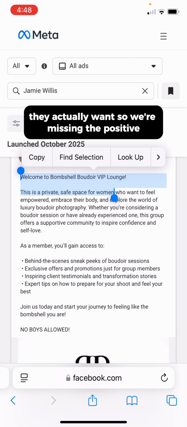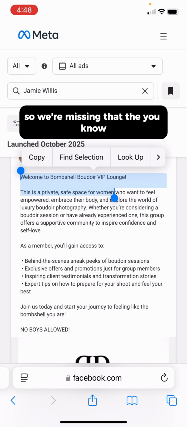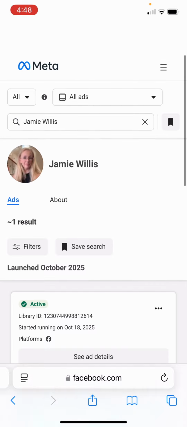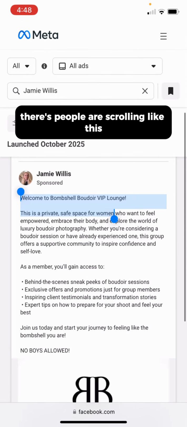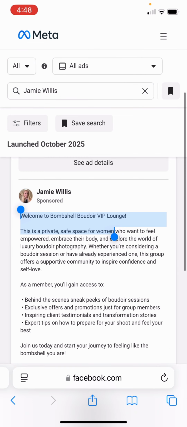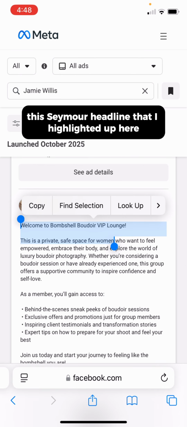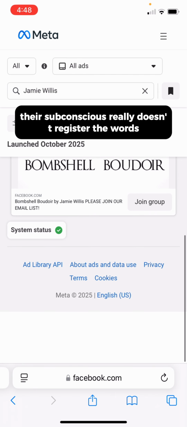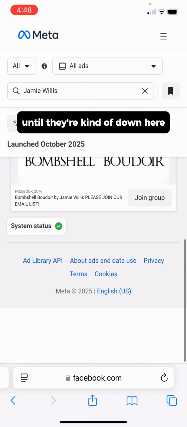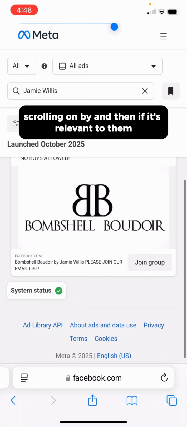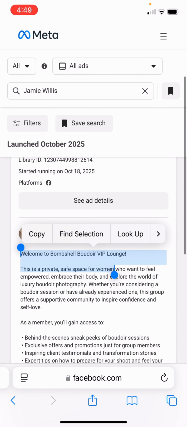So we're missing the positive. So we're missing the negative positive tension in the brain, which really captures attention. Because you gotta think about it. People are scrolling like this, and basically this See More headline that I highlighted up here, their subconscious really doesn't register the words until they're kind of down here scrolling on by. And then if it's relevant to them, then they come back up.